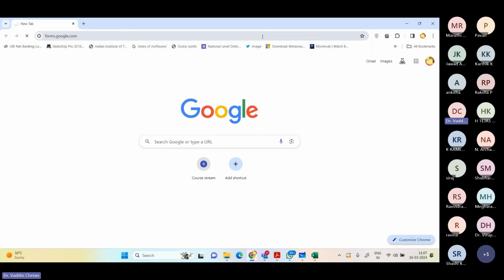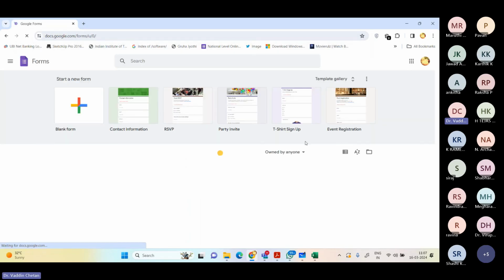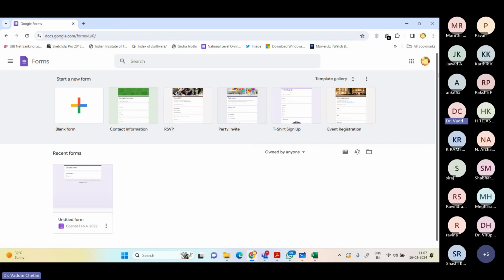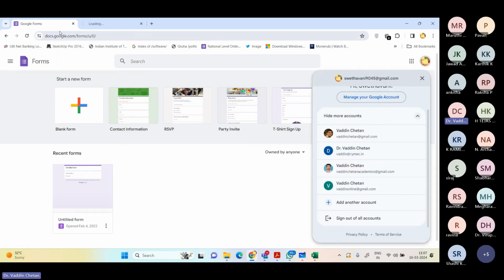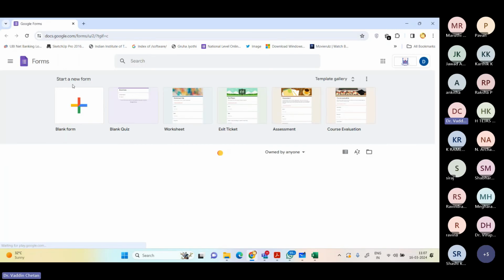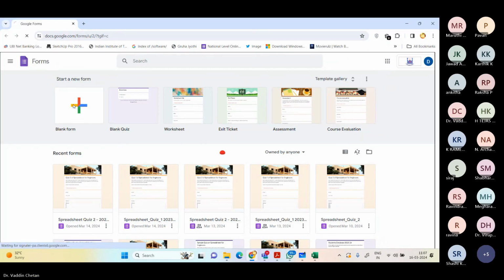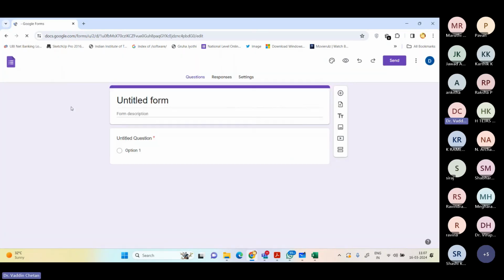Press enter. It will ask you the login information, but because my ID is already logged in, it directly gets it. For you, you need to enter your email ID and password. After entering that, you will arrive at this stage. Go and select blank form.